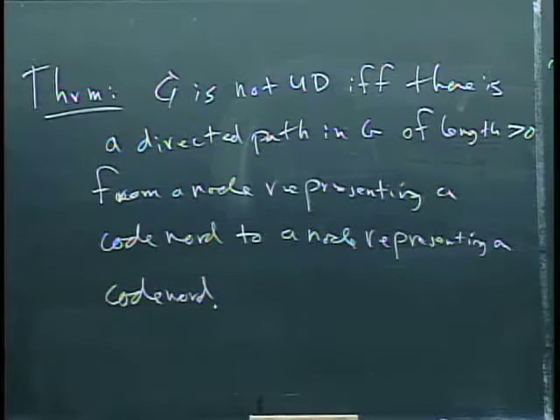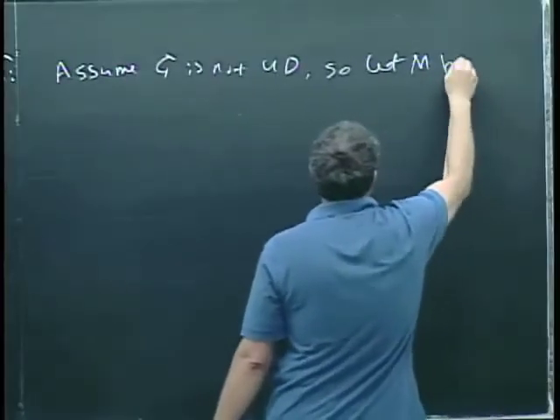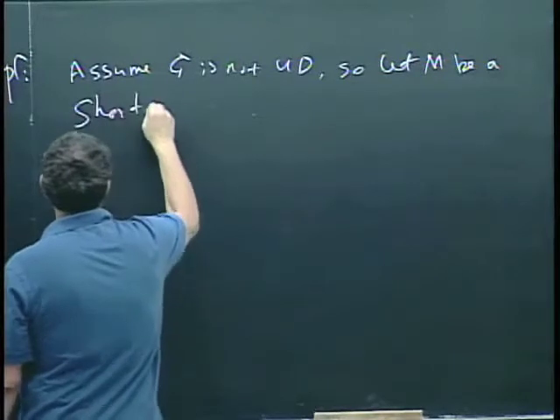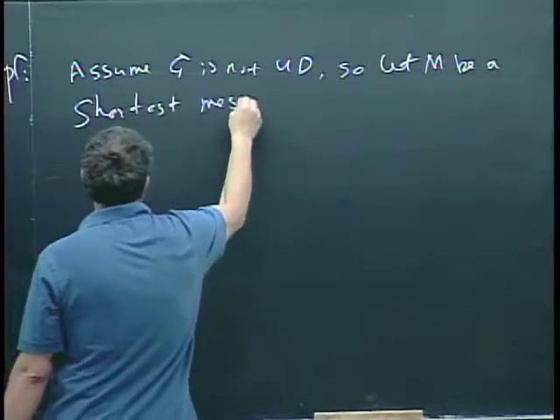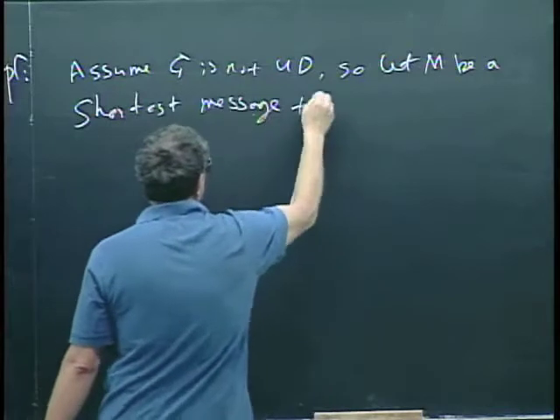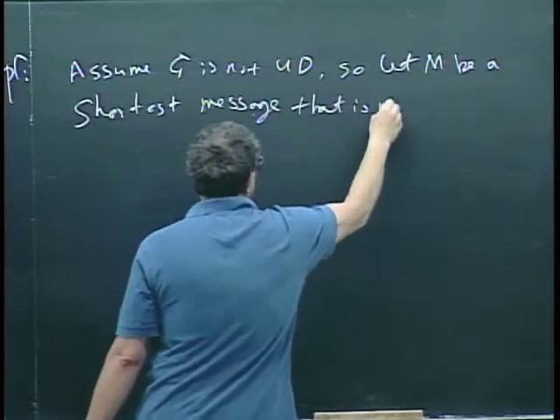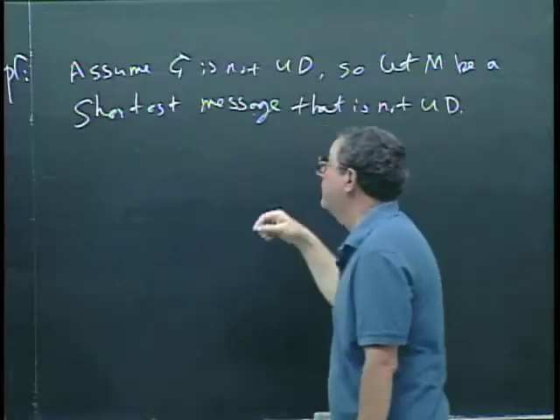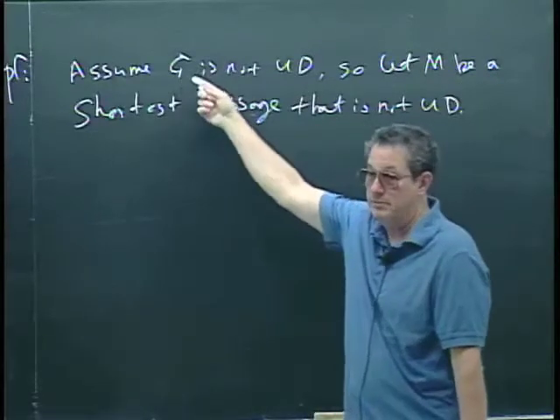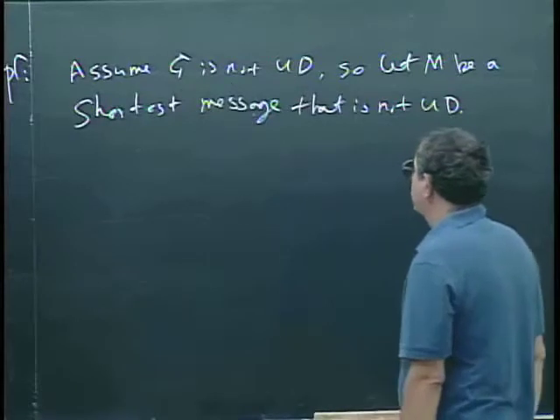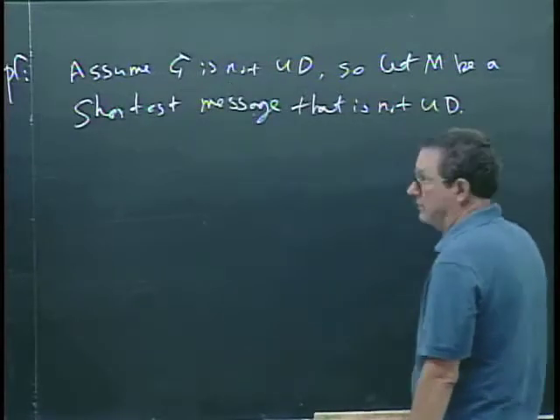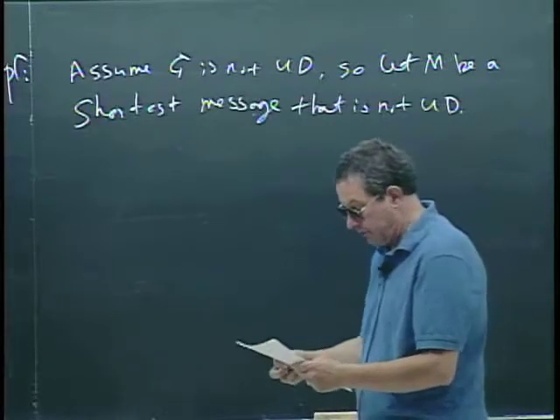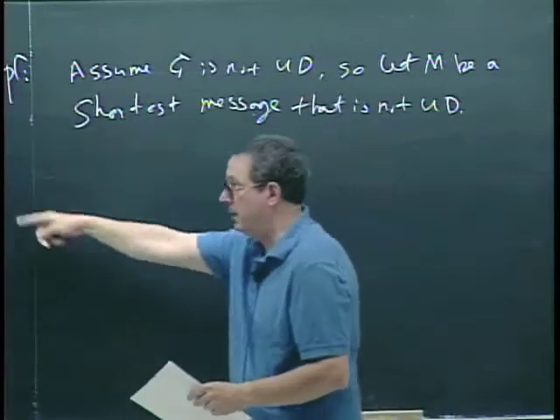So let M be a shortest message that is not uniquely decipherable. And of course, it's a message made from the code words in C. And it's the shortest of all possible messages that are not uniquely decipherable. And from that, we're going to show that such a path exists.